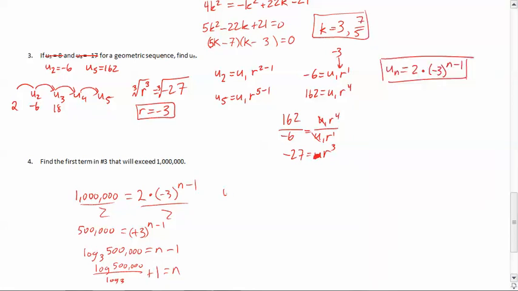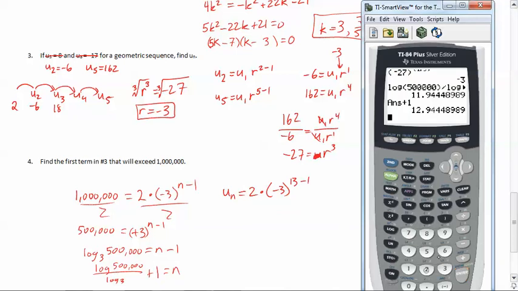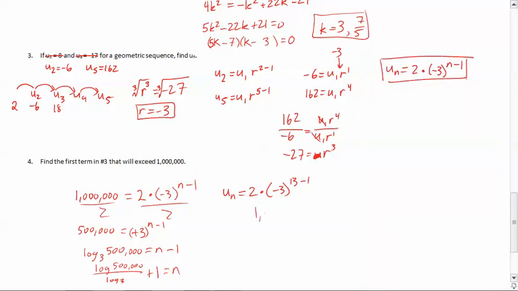Let's go un equals 2 times negative 3 to the 13 minus 1. So 2 times negative 3 to the 13 minus 1, which is 12, and we get 1,062,882. And there you go. That is the first term of this sequence that exceeds 1 million. And you know that's right, because if you go back one more term, you're going to have to divide by 3, which isn't going to be more than 1 million.